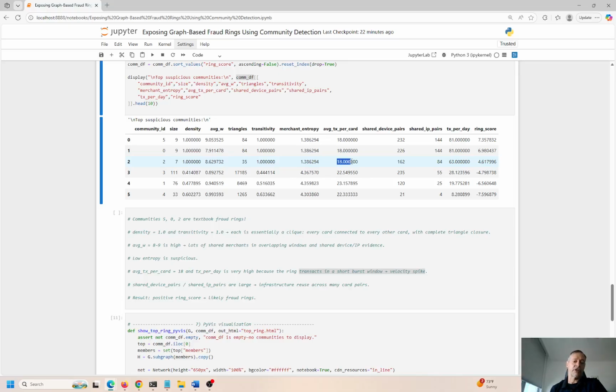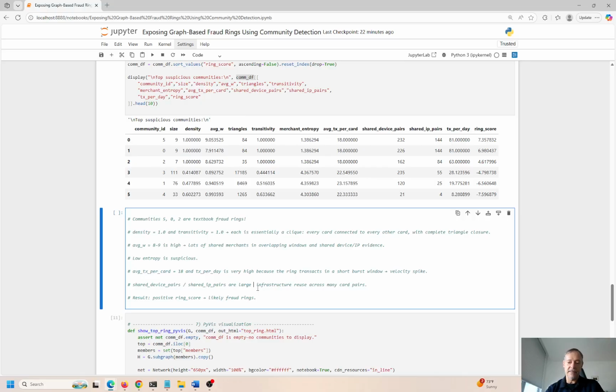What else? Shared pairs of devices or shared IP addresses. These are all high numbers right here, right? High, high, high. So high is bad, high is bad, high is bad. These numbers down here are lower, and lots of transactions per day. So these guys are doing a lot of transactions, handing off the cards or the iPhone or whatever it is.